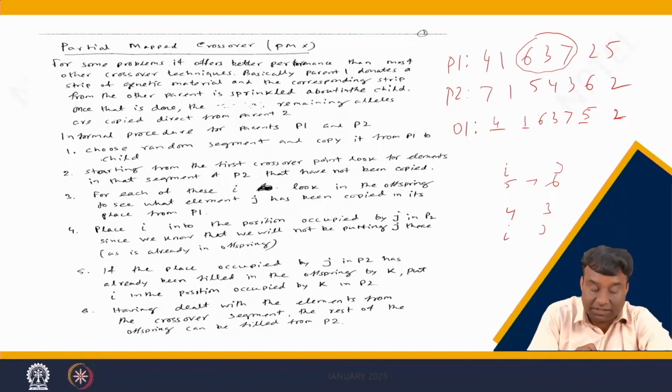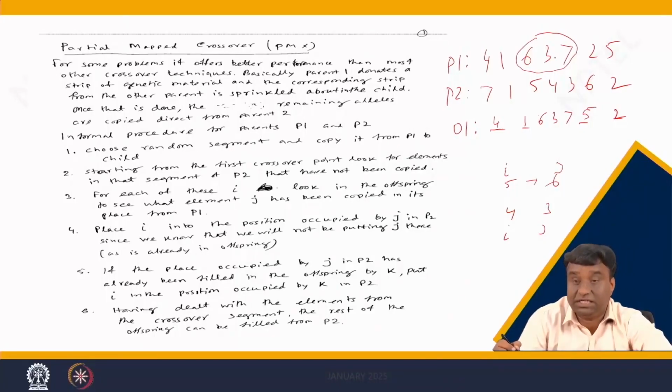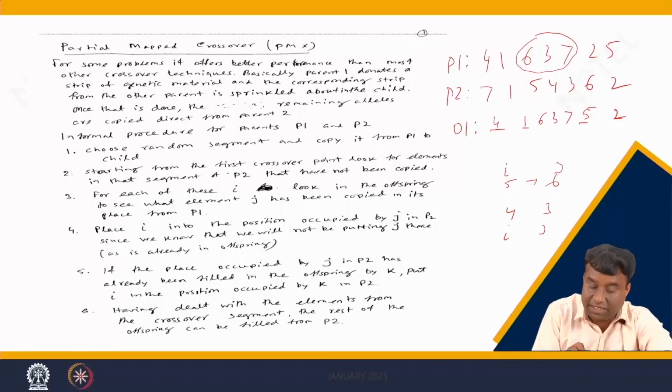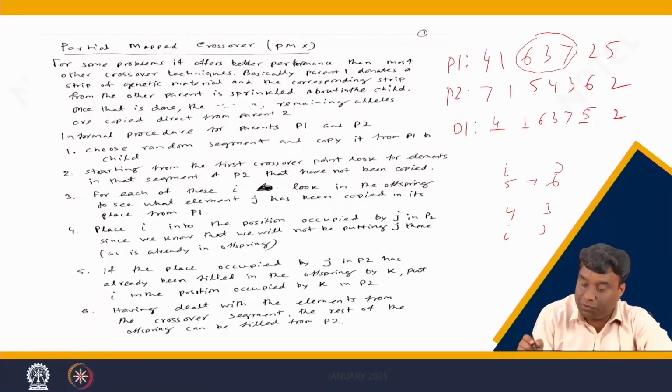So once again, try to understand the partial mapped crossover, or PMX. The procedure is that this is P1 and P2. Choose a random segment and copy it from P1 to the child. So the random segment is 637, copy it to the child. So we copied 637. Starting from the first crossover point, look for the elements in the segment of P2 that are not copied. That is 5 and 4. So these two are I.